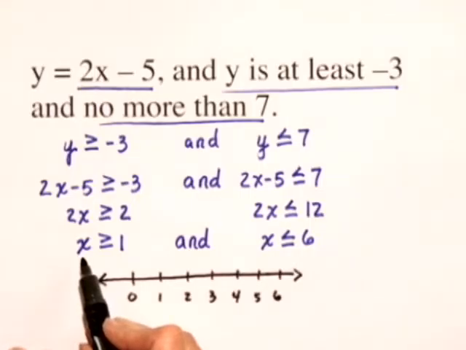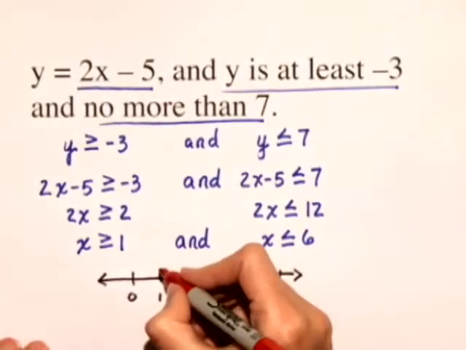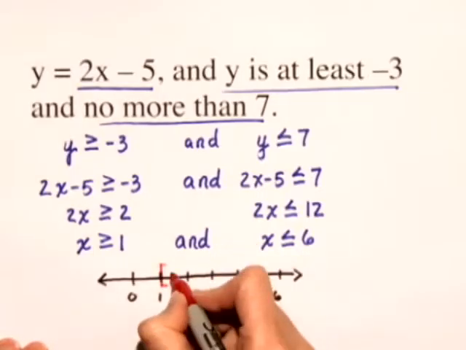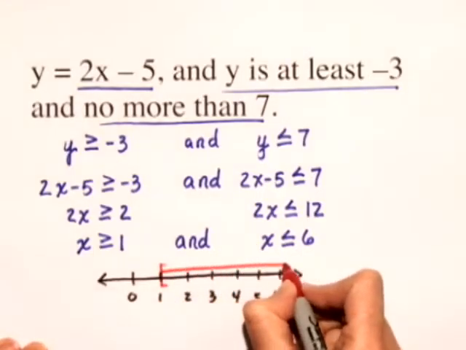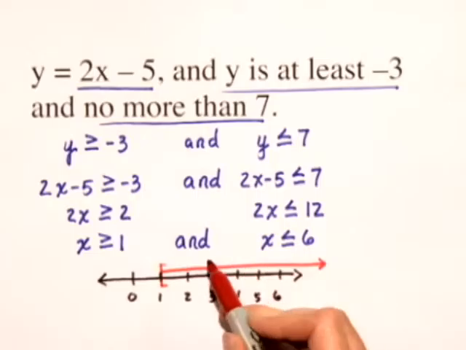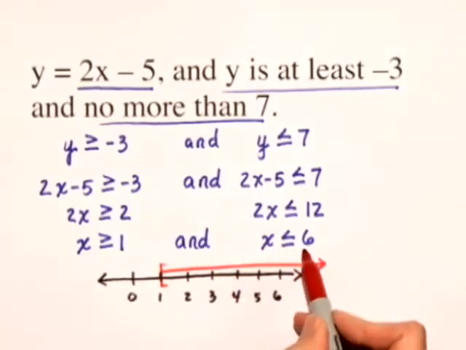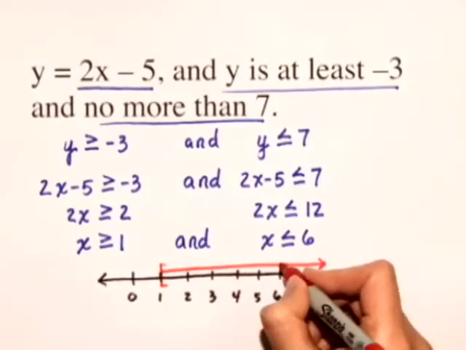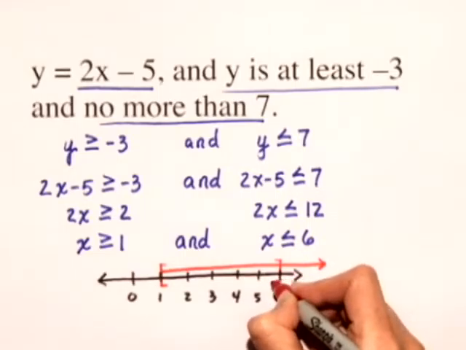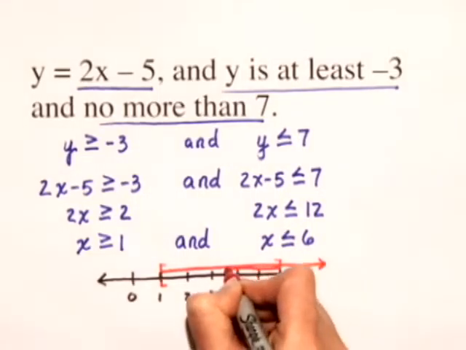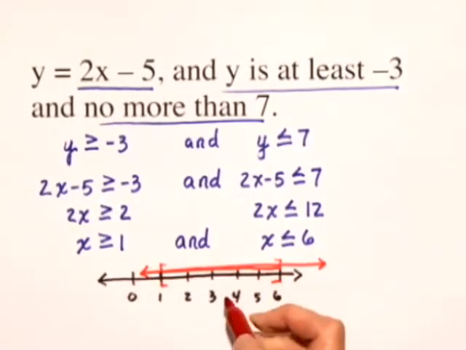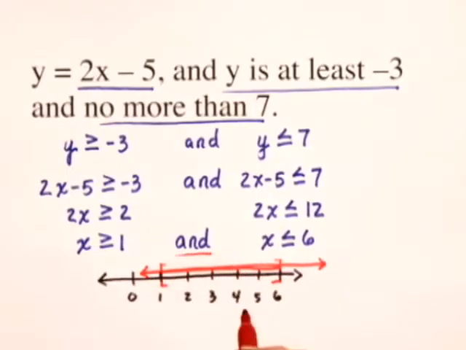The first part says x is greater than or equal to 1. So that would indicate that we would have a bracket at 1 with our arrow going to the right. And we have x is less than or equal to 6. So again, that's going to be a bracket on the 6, but our arrow is going to be going to the left. Now remember, and means intersection.